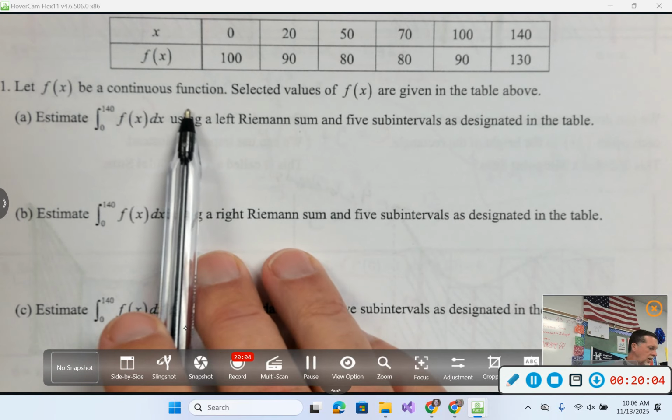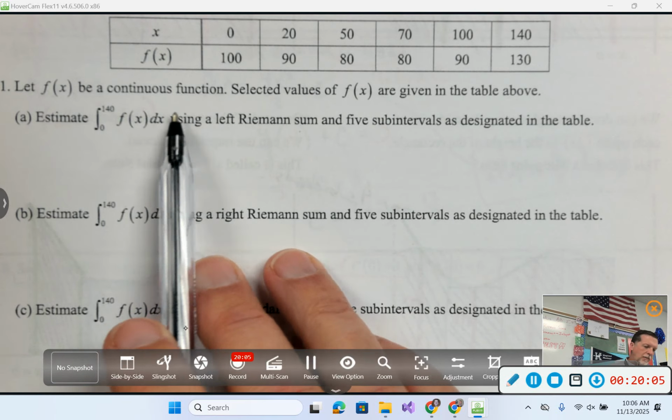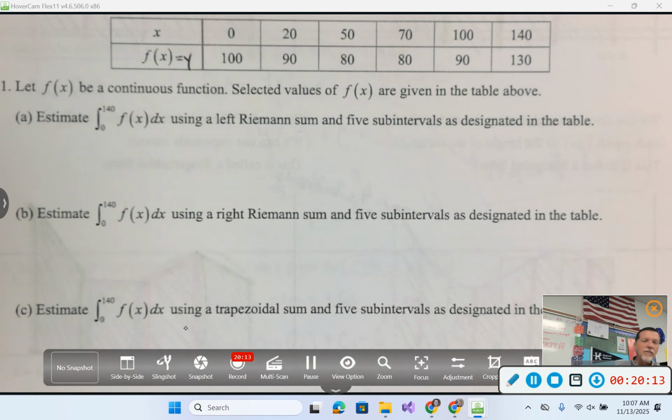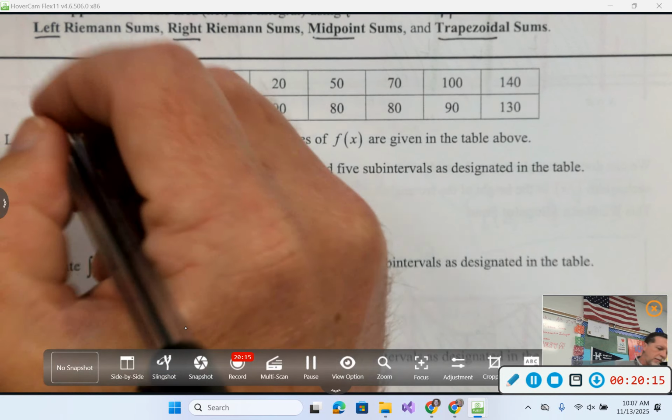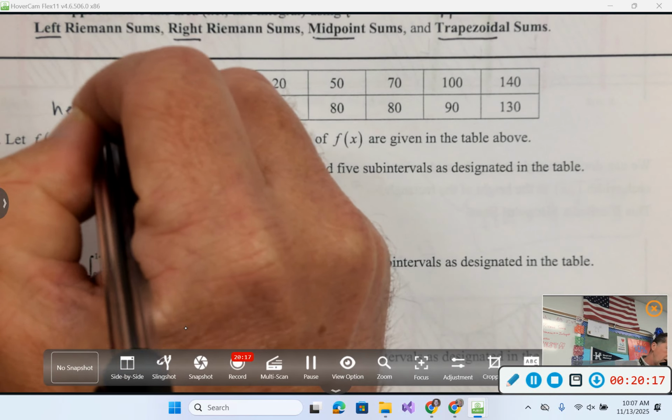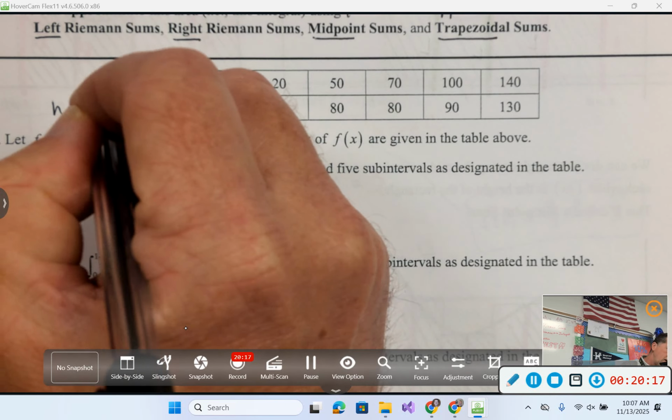Number 1, let f of x be a continuous function. Selected values of f of x are given in the table above. So remember, f of x, that's the y values, that's the heights. I'll have to be careful about which height we use, but those are the set of heights. Part A, estimate the integral from 0 to 140 of f of x dx.